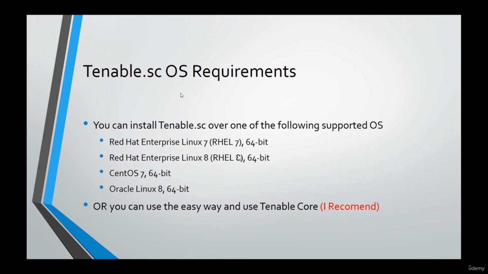The Tenable Security Center OS requirement: it can be installed on Red Hat or CentOS 7 or 8. So you can prepare the OS by yourself, then get the packages from the Tenable downloads and install them on the Red Hat. But I recommend using the Tenable virtual appliance. Its name is Tenable Core. So I will show you how to download the Tenable Core.